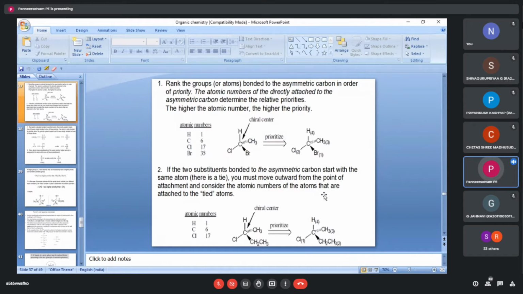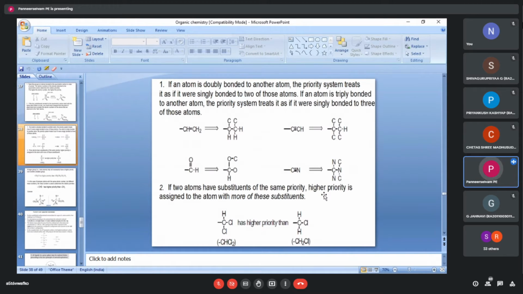Similarly, suppose a carbon double bond or carbon triple bond is given, first we should write it out, then we assign the atoms. For example, here also methyl chloride, CCl. Here there are 2 chlorines, and here only 1 chlorine. So the one with 2 chlorines has higher priority than the one with only 1 chlorine atom.